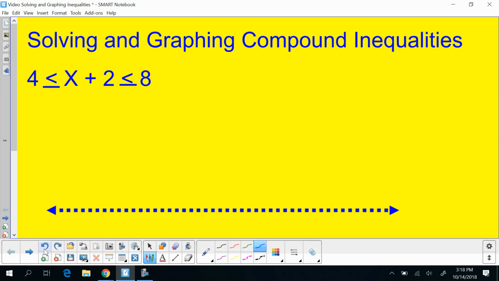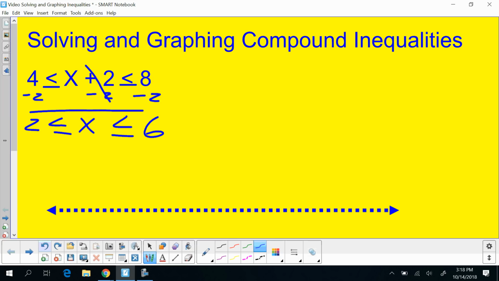As you take a look at that, I want to get the x by itself. So I'm going to subtract 2. If I subtract 2 from that term, I have to do that to every part. When I do that, I get 2 is less than or equal to x, and the plus 2 and the minus 2 cancel, so I just have x is less than or equal to 6.